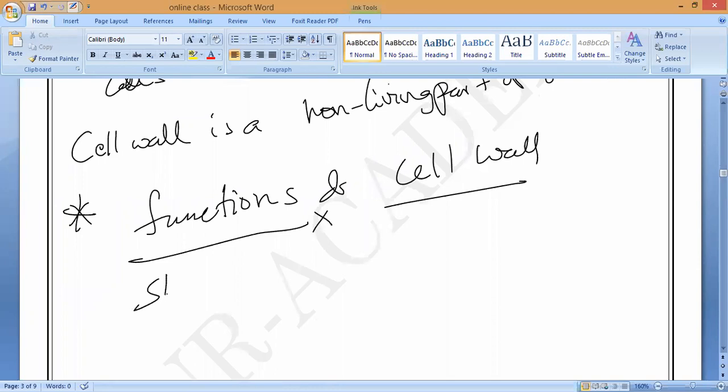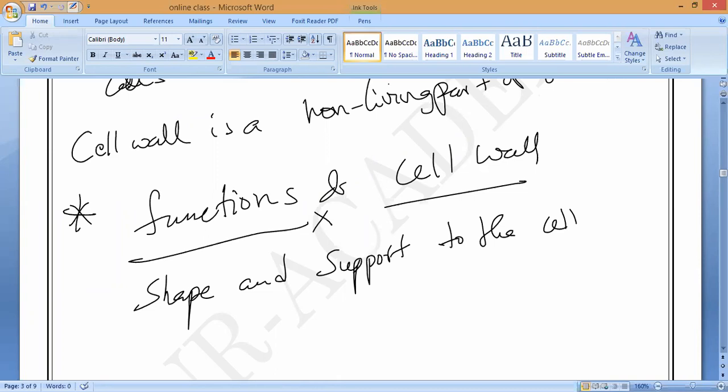The functions of the cell wall: shape and support to the cell. Understand? This is not present in both plant and animal cells, only in plant cells. So this cell wall is a non-living part of the plant cells. Shape and support to the cell.